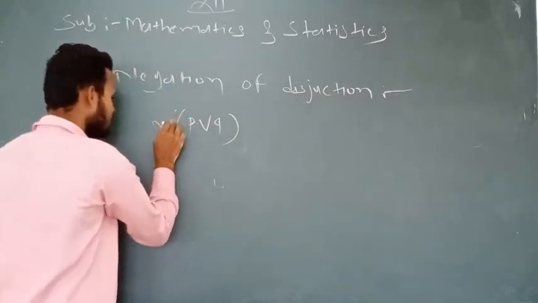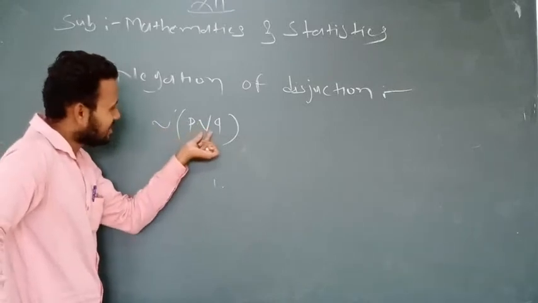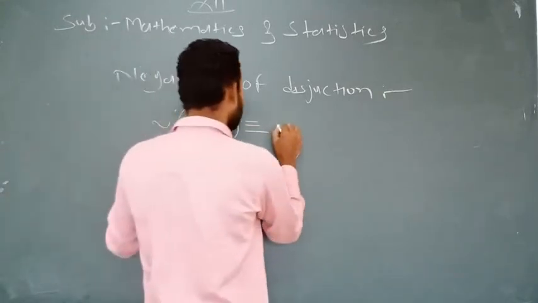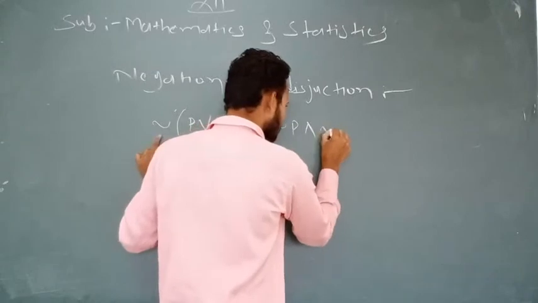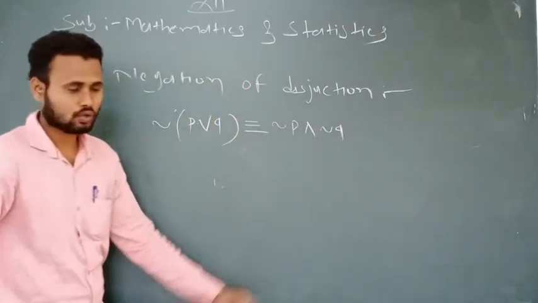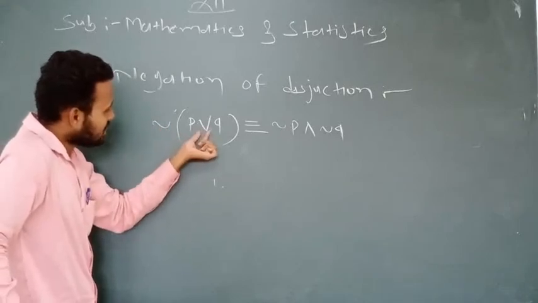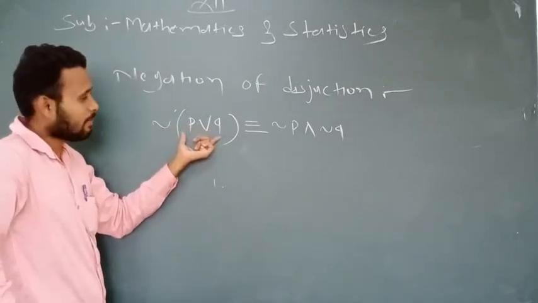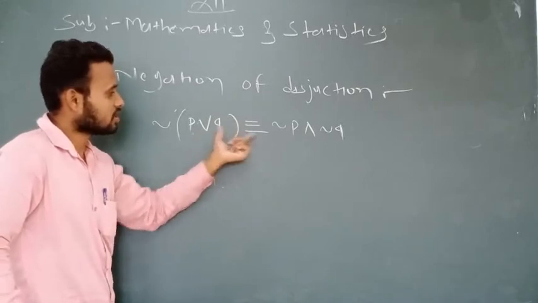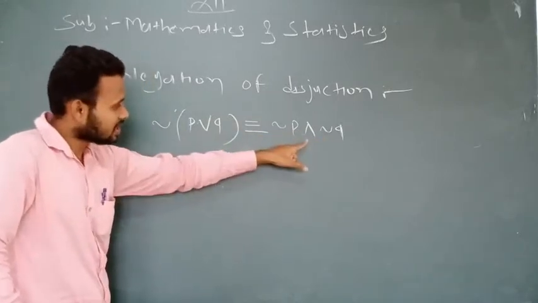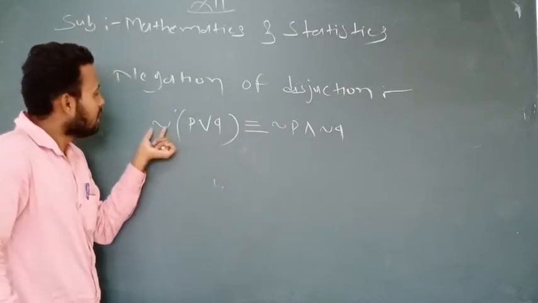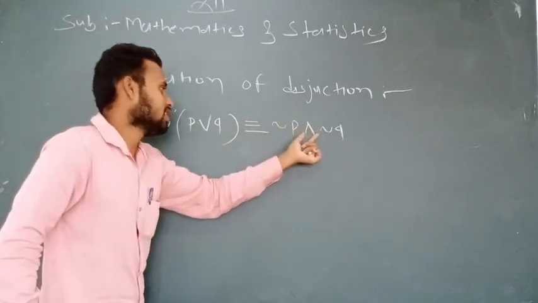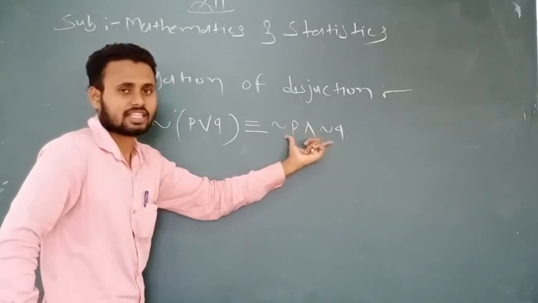Therefore I can write here: the negation of a disjunction of two simple statements is the same as, or equivalent to, the negation of P conjunction with the negation of Q. It means the negation of a disjunction of two simple statements is the same as the conjunction of their negations. Conjunction of their negations means we take the conjunction of the two statements with the negation of both.